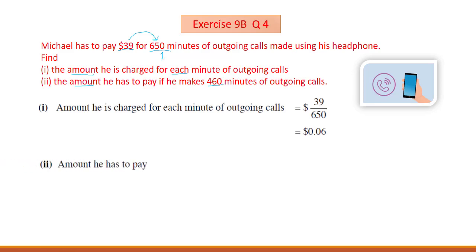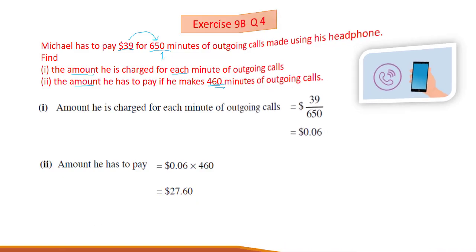Now in part 2, the amount he has to pay. What amount does he have to pay? $0.06, and we will multiply it by the minutes, which in this case are 460 minutes. So 460 times 0.06 you will multiply, and the answer is $27.60. So for 460 minutes of outgoing calls he has to pay $27.60.